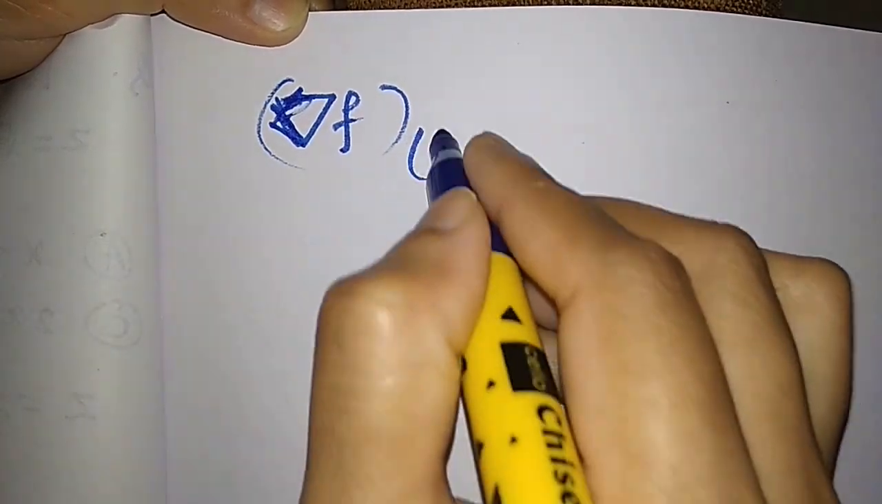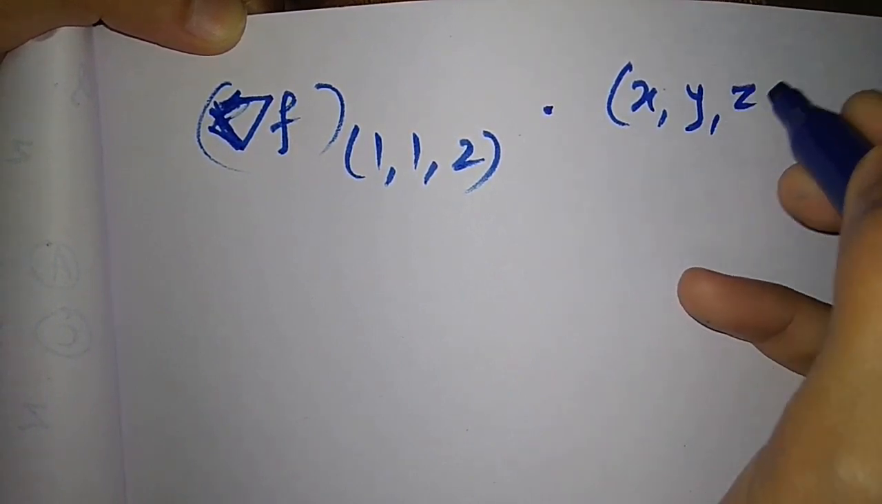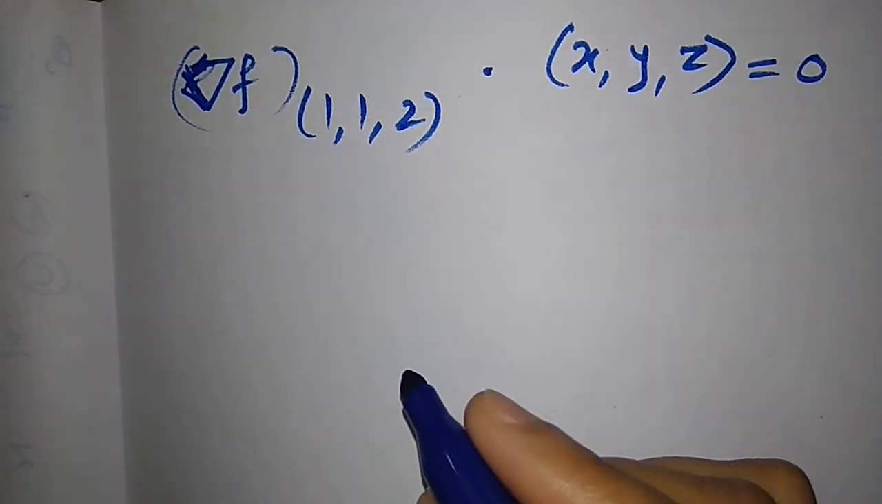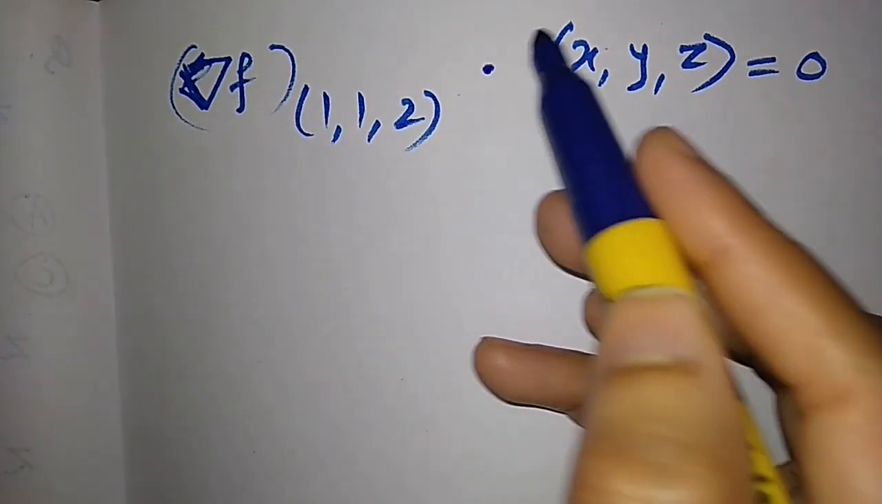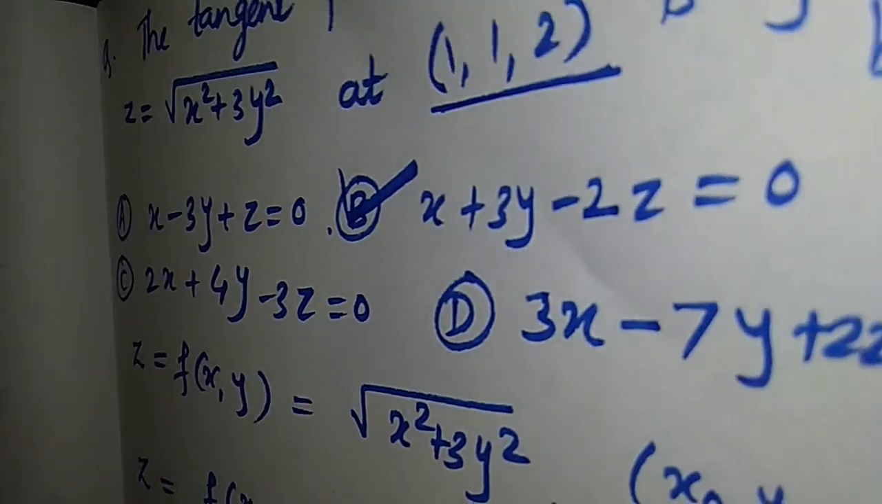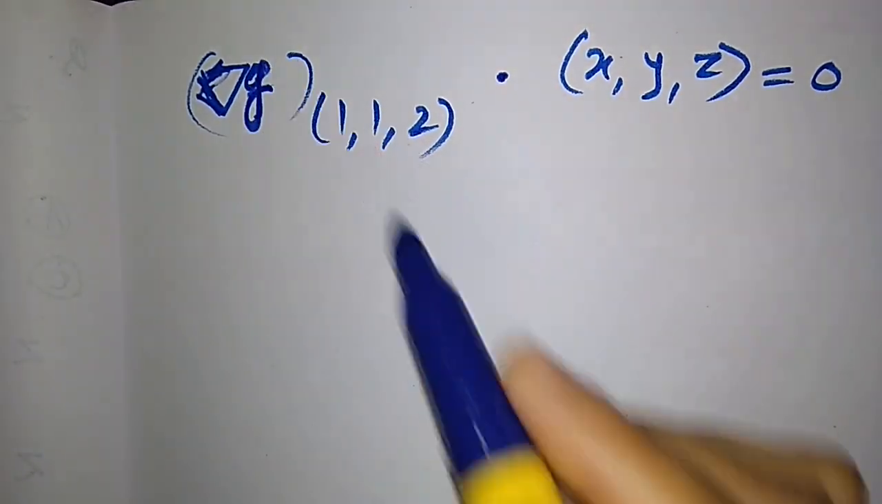So for this you just take the gradient of f here. So just denote it by gradient of f evaluated at 1, 1, 2 and take the dot product with this vector x y z equal to 0, because we have to find out the tangent plane. So take its dot product with x y z vector is 0. But I am using this f notation here, so let us just replace it by g, so there will be no confusion. So what is this g?